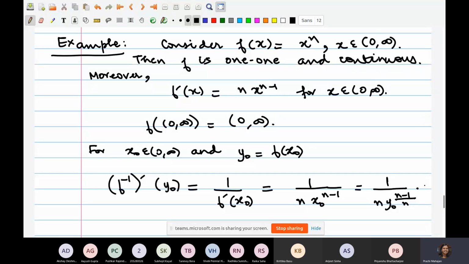Okay, then I should throw a question at you. The domain of definition of f in this example is not compact. Then how do I apply this theorem here? It's not bounded, right? It's neither closed nor bounded. So how can I apply this theorem here?